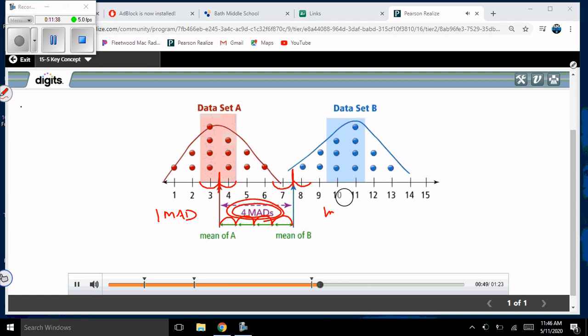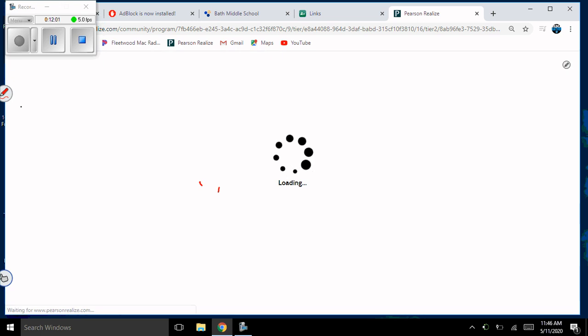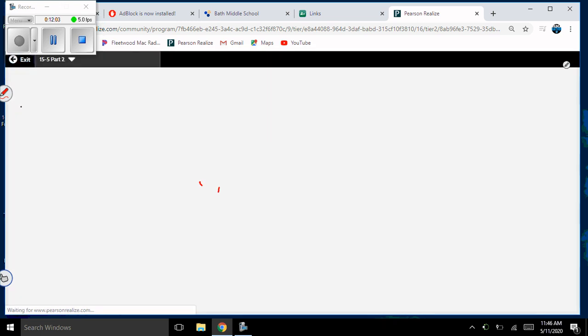The greater the distance between the means of the data sets, the more multiples of the mean absolute deviation you need to describe that distance. Obviously these are farther away, and now we're at 7 of these MADs versus 4 of the MADs from the previous screen. All right? Let's see if we can put that to work as we move into this next section.